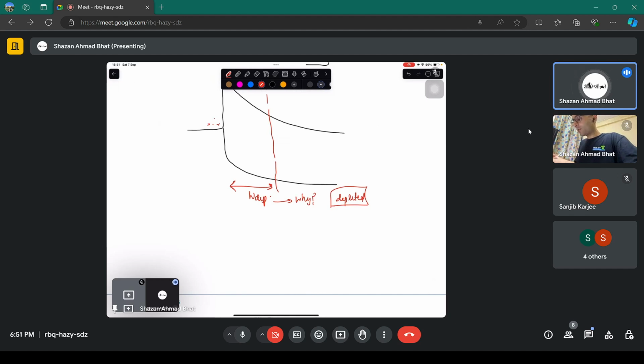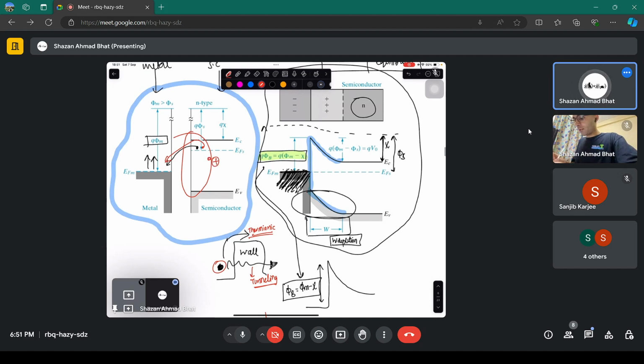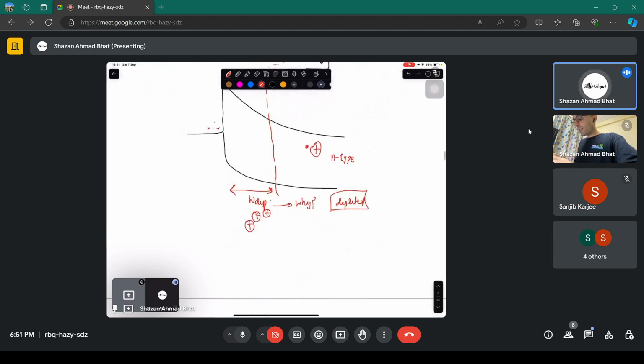Now, what is left is only the immobile ions. You have depleted this particular region of the electrons, and what is left is only immobile ions because this was n-type. N-type is positive ions and an extra electron. When these electrons went to the metallic side, it got depleted of electrons, and only positive ions remain. That means there is a depletion region formed here, just like in a p-n junction.